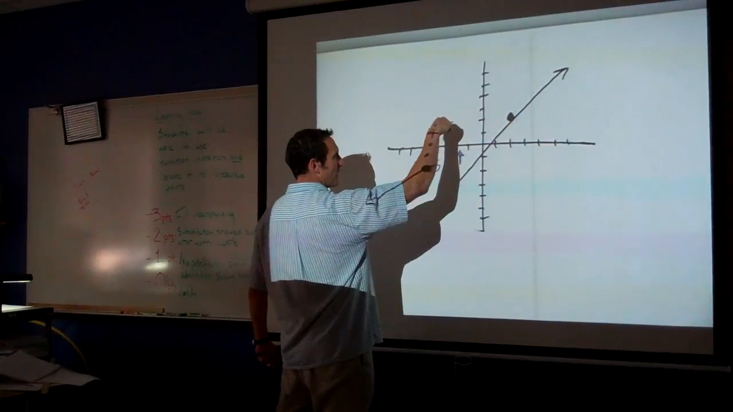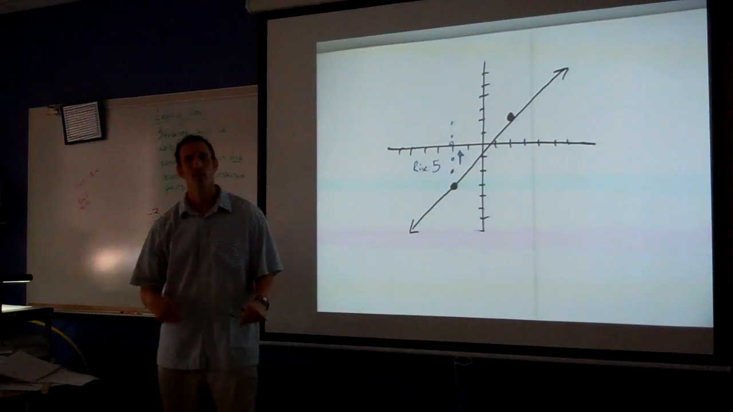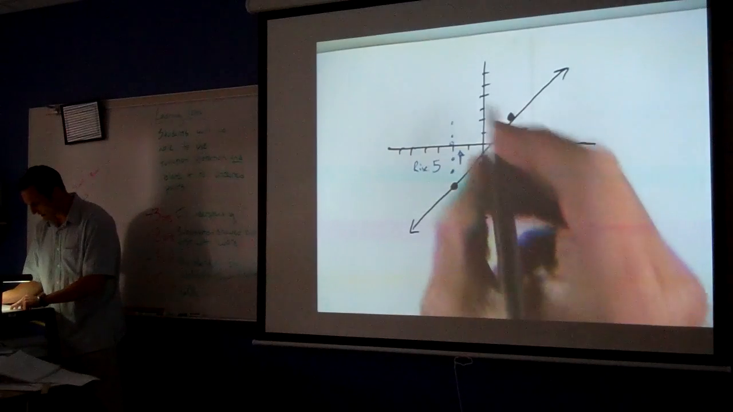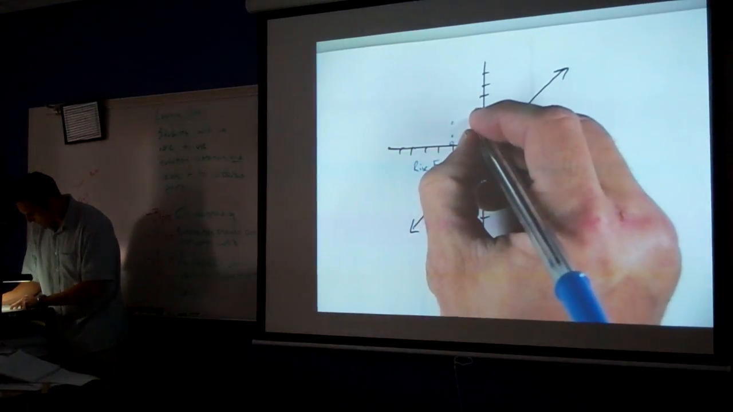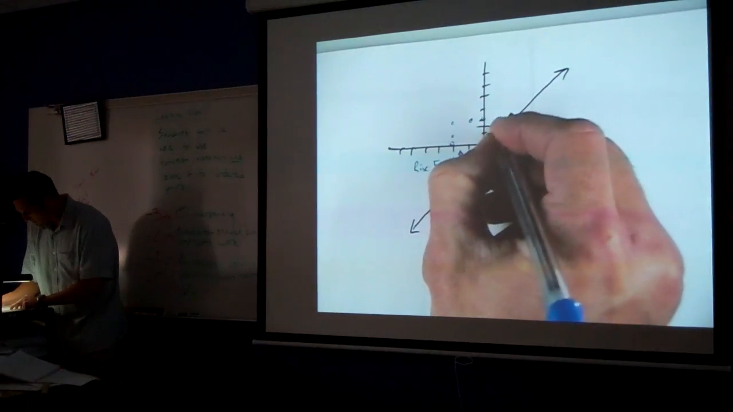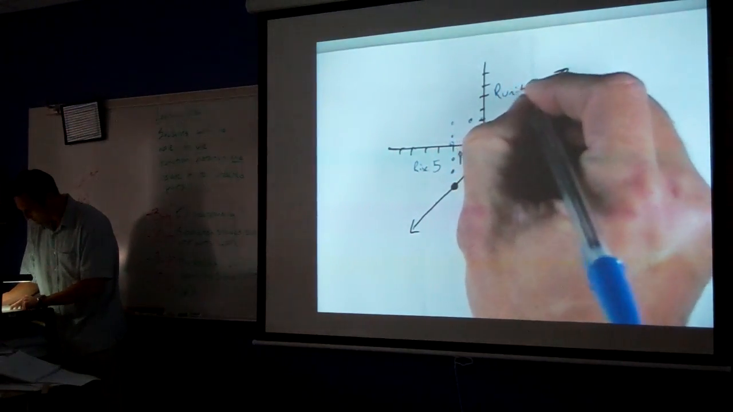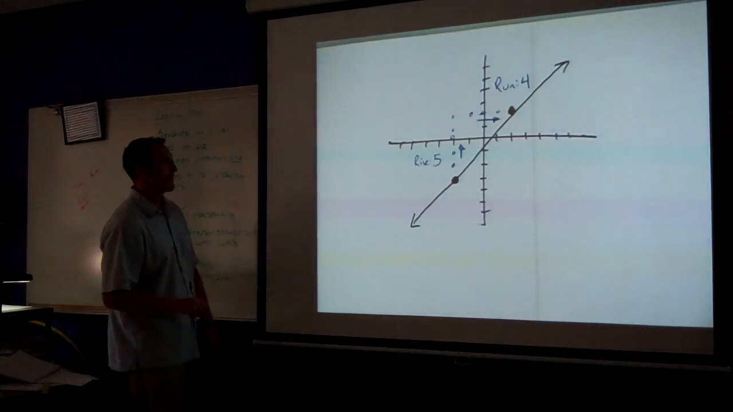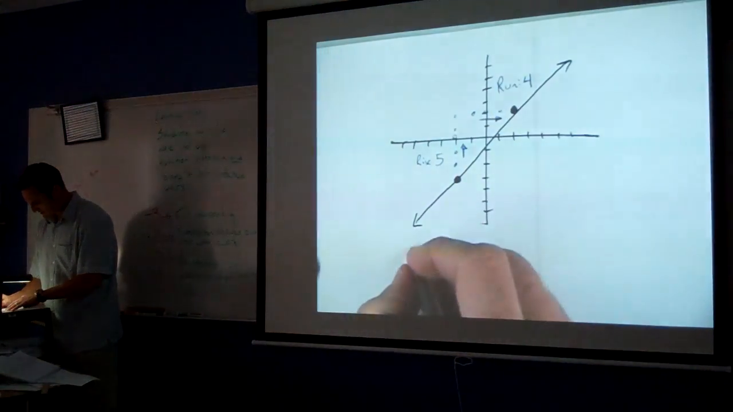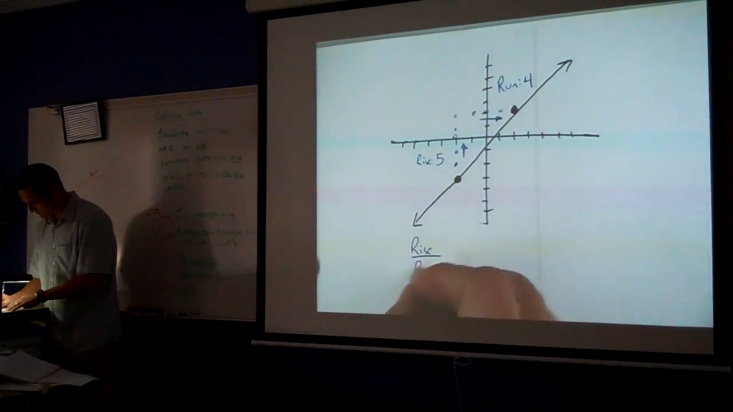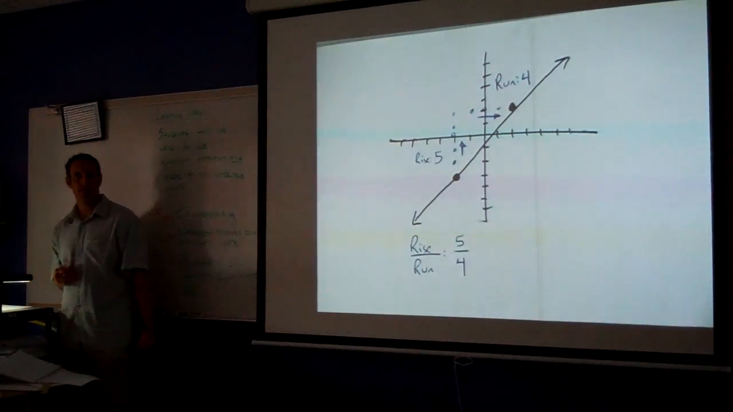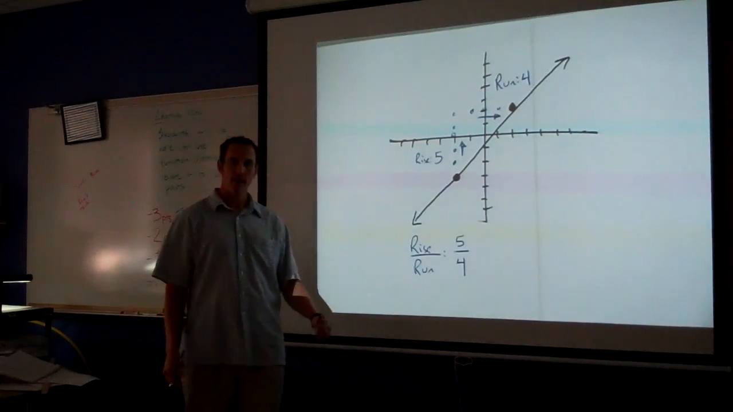So I went up 5. How many spaces do I have to move to get to the second point? And since I'm moving to the right, I'm also going in a positive direction. And I'm going 1, 2, 3, 4 spaces. So I'm moving to the right, which is positive, 4 spaces. So I have a slope, a rise over run, of 5 over 4. Now I simply ask, can I simplify that fraction? The answer is no, I cannot.